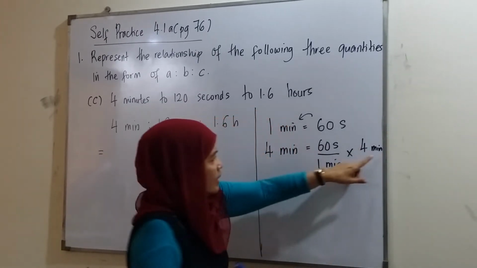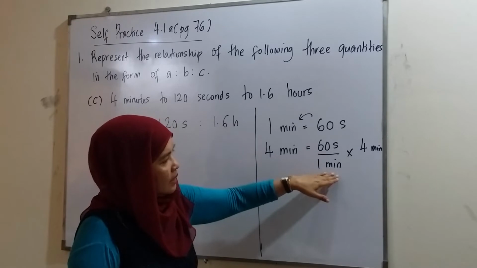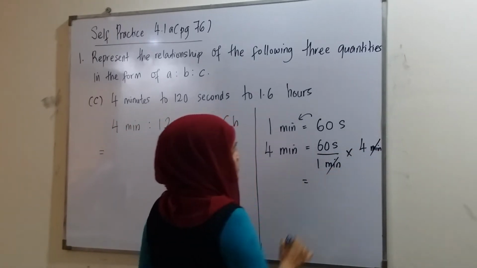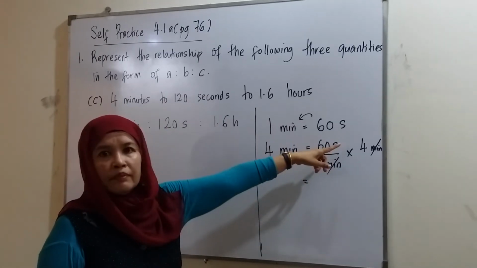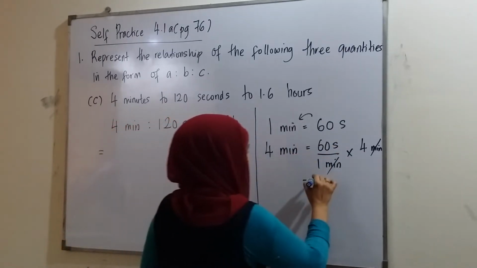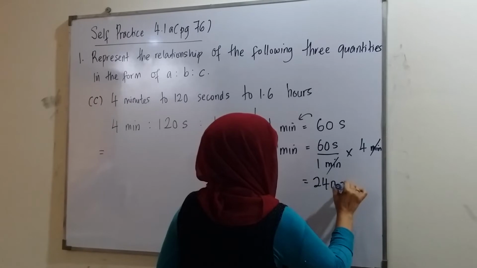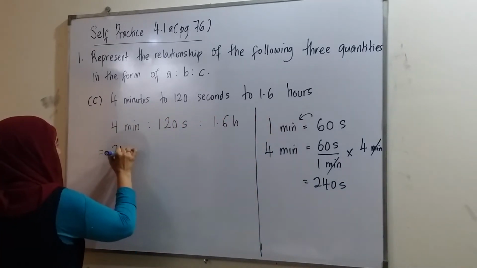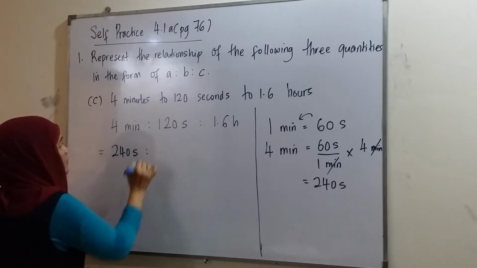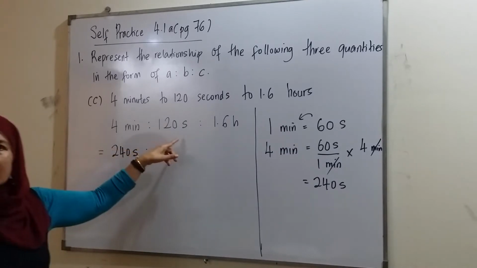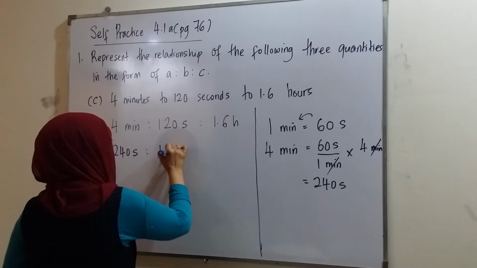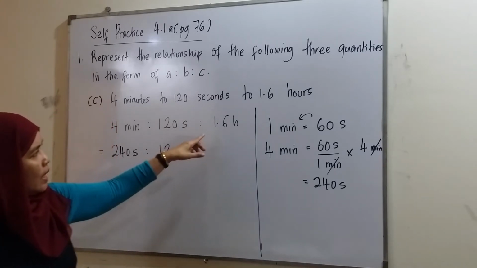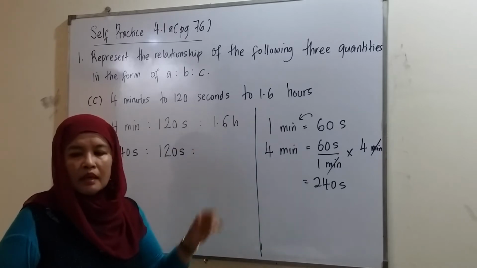So here minute divide minute, 1 above, 1 below, same, then we can eliminate. 60 seconds multiply 4 is 240 seconds. Now you can write here 240 seconds. This one is 120 seconds, no need to do anything, just write down. Now how to find 1.6 hour in second?